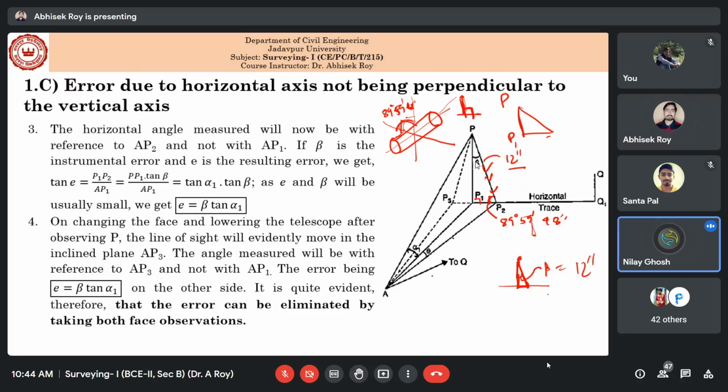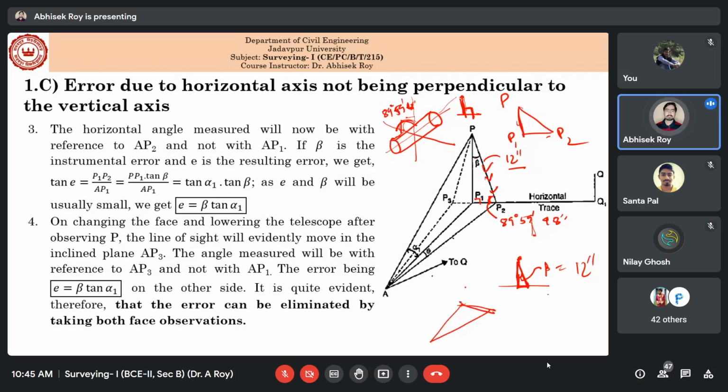Now from this triangle P1, P2, ideally it should go to P1, but it is not going to P1, it is going to P2, as there is some sort of error. So now this is one triangle, then there is another triangle. You can see there is another triangle like this one.